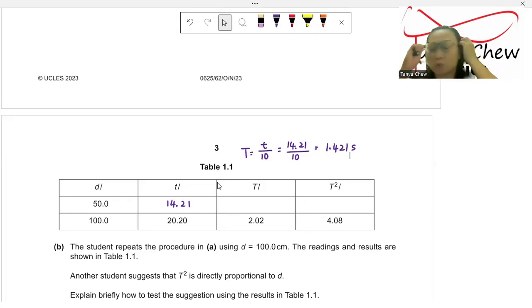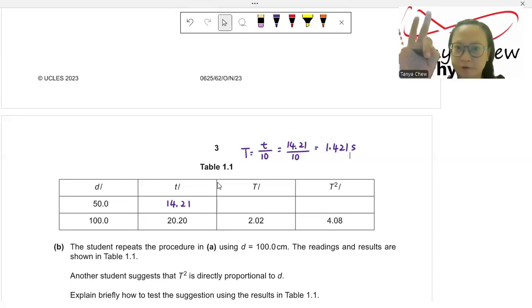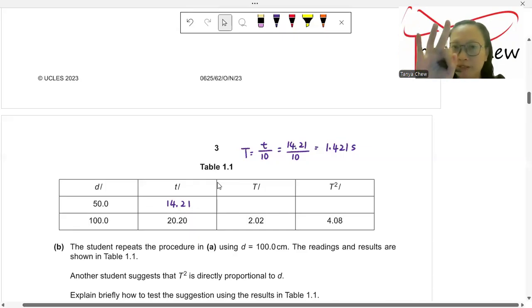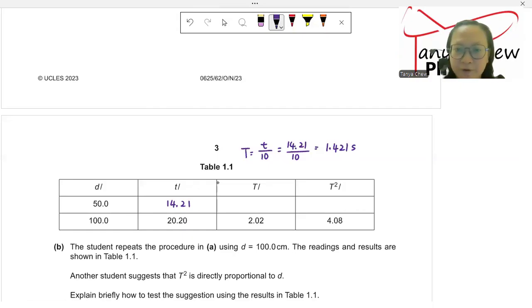Right, but before I write down my answer, I look at the period when D is equal to 100 cm. Look at the significant figures of the period here. It is 3 significant figures. So you need to bear in mind that the period can only be recorded in 3 significant figures. So you have to round it off to 3 significant figures. I round it off to 1.42. 3 significant figures. Remember that.